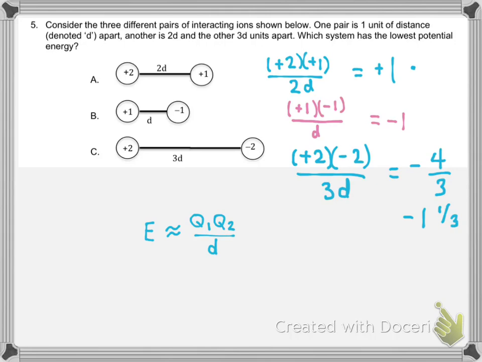Okay, so we figured out their relative potential energies. And so we just want to pick the one that's lowest, so the most negative. And that is going to be C. And so that would be the most stable interaction, also the most favorable.